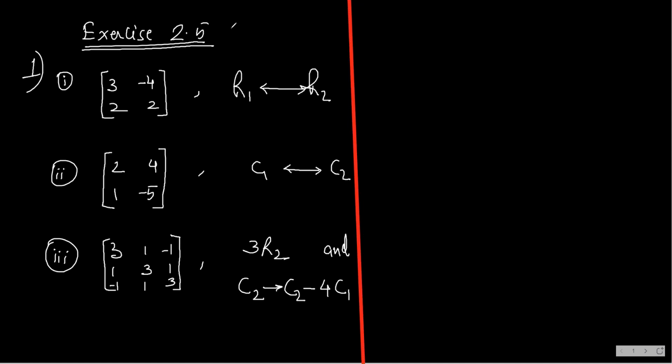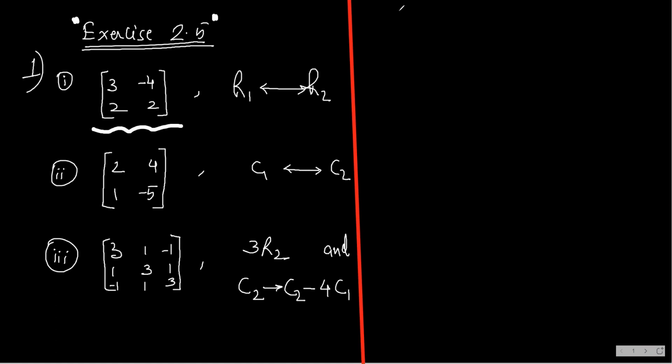We are taking problems from exercise 2.5, and we are referring to the textbook of Maharashtra State Board, this textbook. So let us start with the questions. Here we have a question, and we have to apply this particular row transformation. The first one is we are given a matrix and we have to apply R1 interchange to R2.